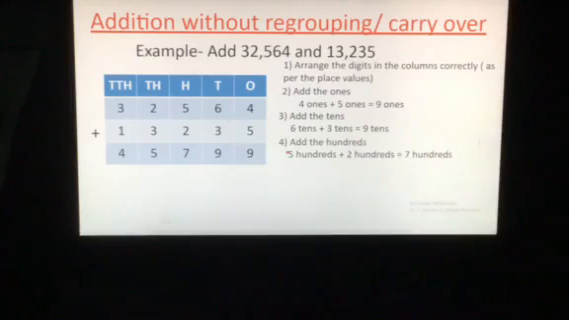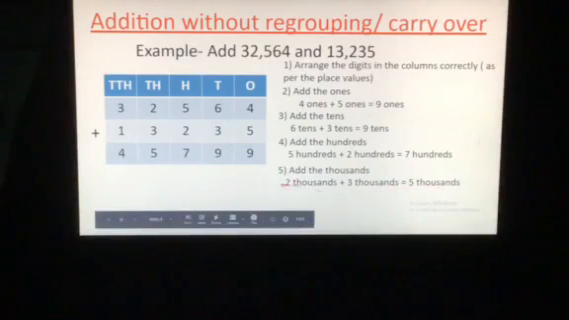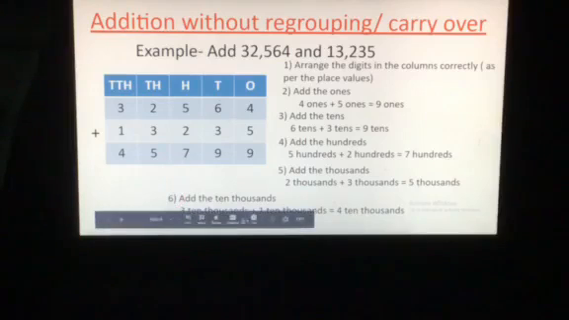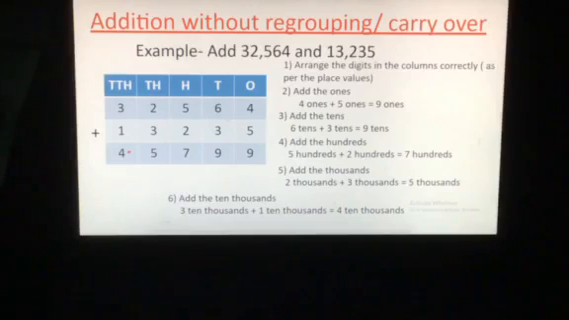Let's move to the hundreds column. 5 hundreds plus 2 hundreds is equal to 7 hundreds. So we got 7 at the hundreds column. Similarly, in the thousands column, 2000s plus 3000s is equal to 5000s. So we got 5 over here. And in the 10,000s column, 3 10,000s plus 1 10,000s is equal to 4 10,000s. So we have got 4 at the 10,000s place. So the result which we have got over here is 45,799.